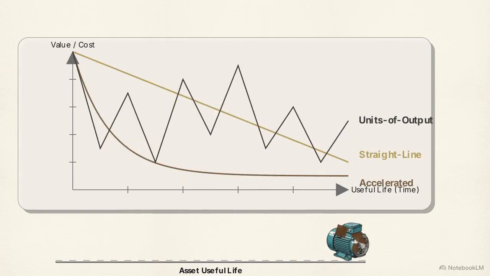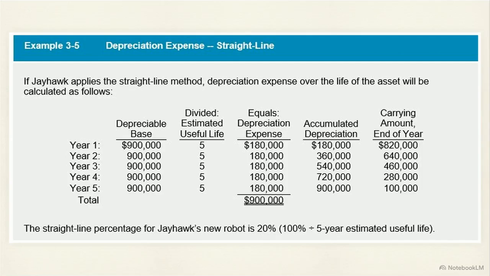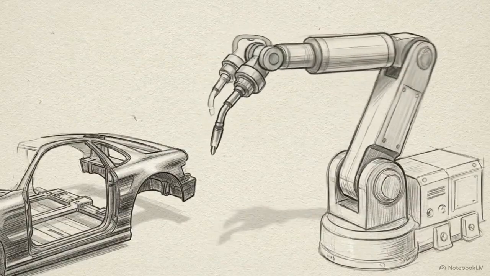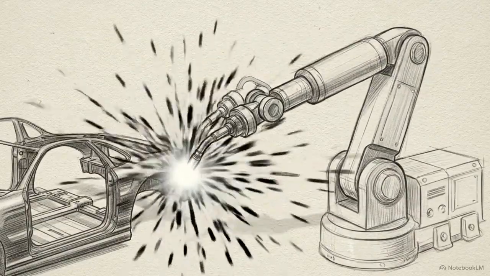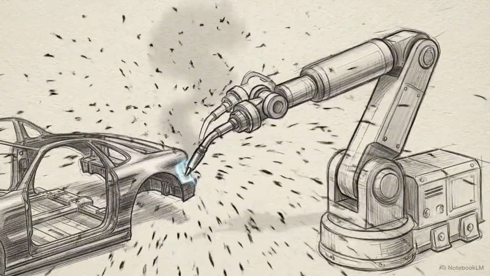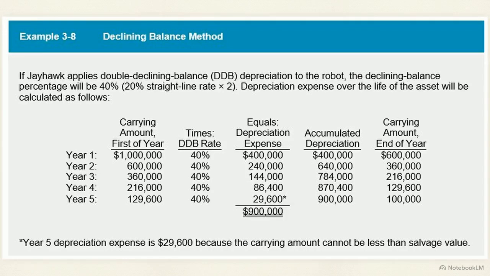Matching the initial cost of an asset to the periods where it generates economic value requires a specific depreciation model. Straight-line depreciation is the most straightforward approach. It allocates an equal amount of cost to each period, as seen in this 5-year table where the expense remains constant. However, assets that are most productive when new often use accelerated methods, such as the double declining balance method. This method determines expense by multiplying the carrying amount at the beginning of the period by a constant rate. In year 1, we multiply the full $1 million cost by 40%, ignoring salvage value in the initial calculation.